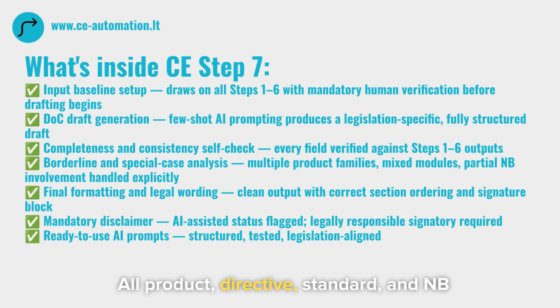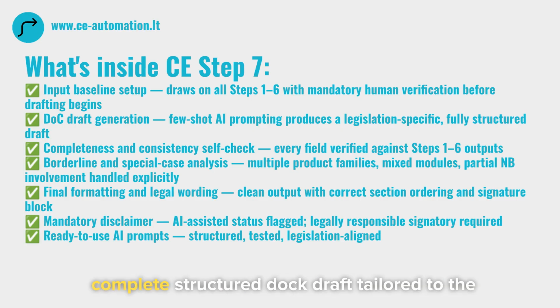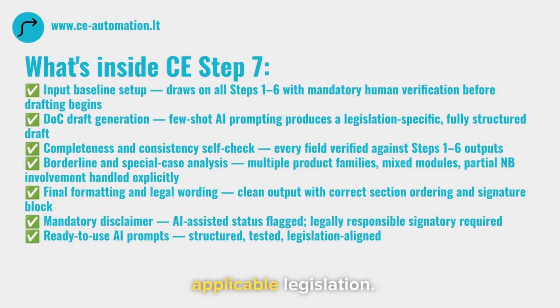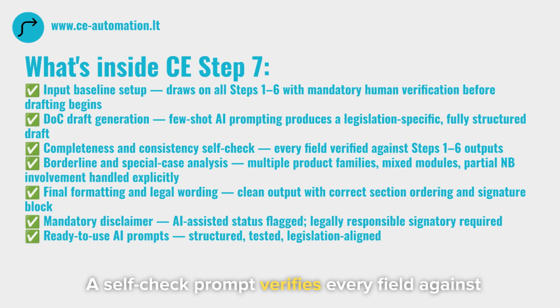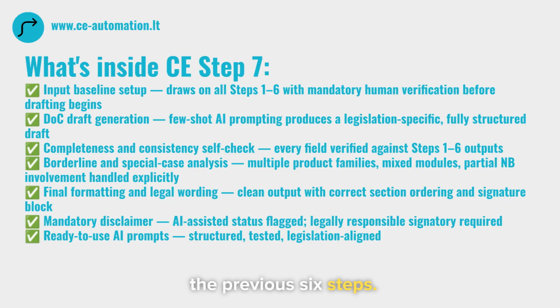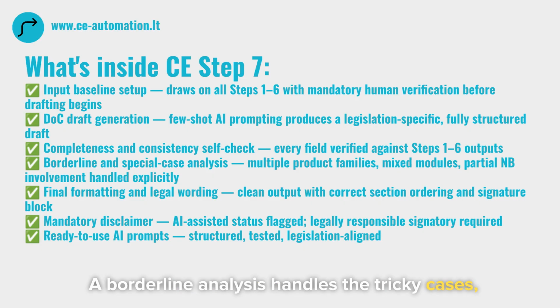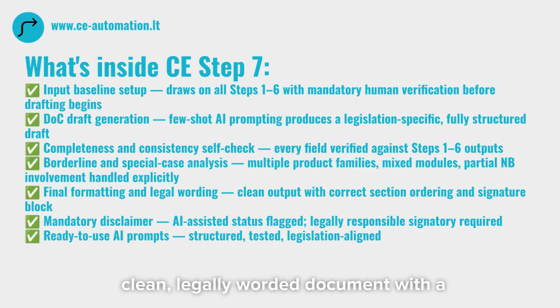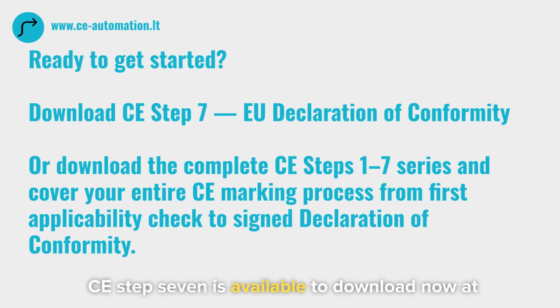The guidance opens with a mandatory human verification gate. All product, directive, standard, and NB information must be confirmed as final before any AI drafting begins. A few-shot AI prompt then generates a complete, structured DoC draft tailored to the applicable legislation. A self-check prompt verifies every field against the previous 6 steps. A borderline analysis handles the tricky cases: products with variants, mixed conformity modules, or partial NB involvement. And the final formatting prompt produces a clean, legally worded document with a signature block and mandatory disclaimer ready for the authorized signatory.